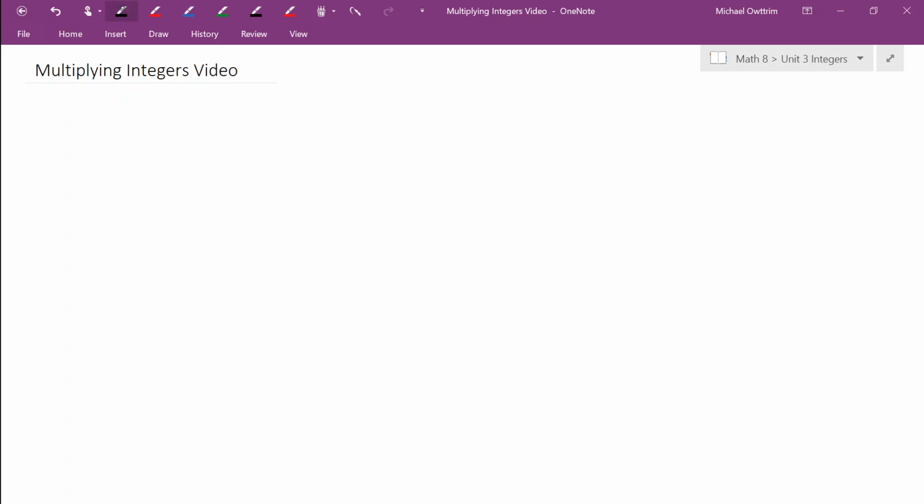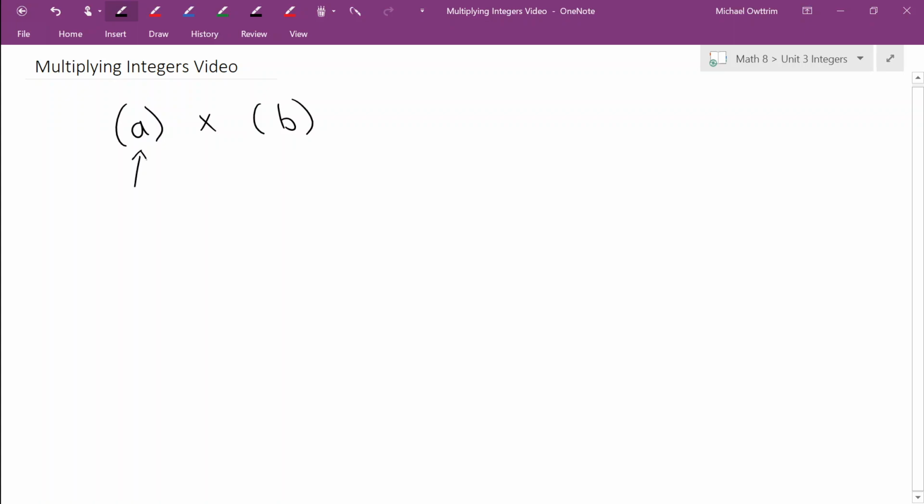Hello class, today we're going to be talking about multiplying integers. We're going to do that with tiles and with a symbolic rule. First thing to remember about multiplying any two numbers, let's call them A and B, is that the first number in your multiplication statement just tells you a number of groups. And then the second number in your multiplication statement tells you the number of items in each group.